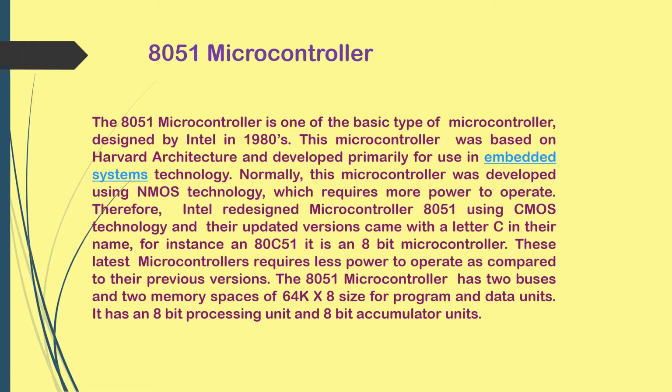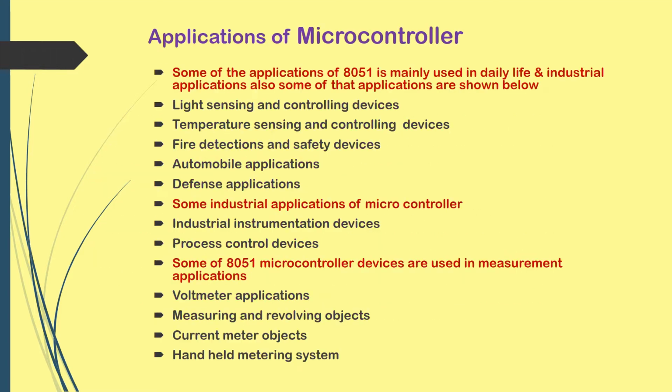Intel redesigned the 8051 microcontroller using CMOS technology, and their updated versions came with the letter C in their name. For instance, the 8051 is an 8-bit microcontroller. These latest microcontrollers require less power to operate as compared to their previous versions. The 8051 microcontroller has two buses and two memory spaces of 64K x 8 size for program and data units. It has an 8-bit processing unit and an 8-bit accumulator.